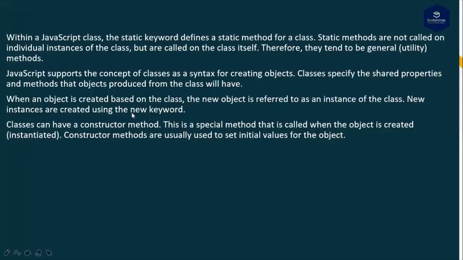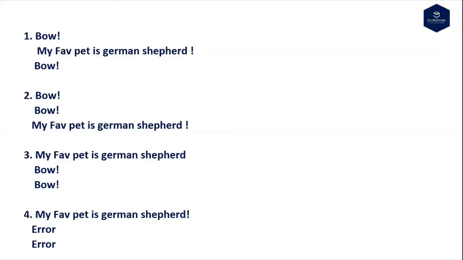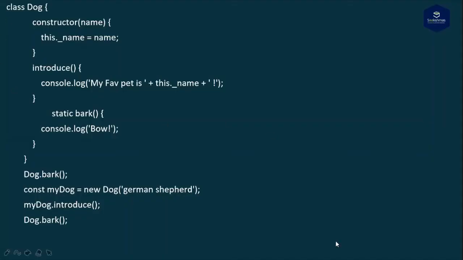Also, as we are saying here, classes can have a constructor method, and this is a special method that we call when an object is created. Constructor methods are usually used to set the initial values for the object. This is all about this second program.